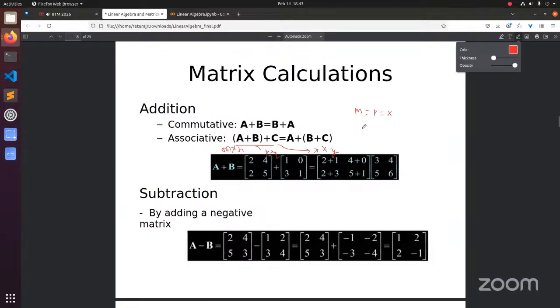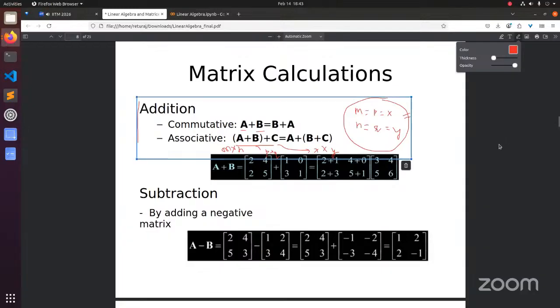And N should be equal to what? Q and Y. Is everyone able to see this thing? So this must be the condition. Otherwise, if anyone breaks it, like if C is some other size, you cannot do addition there. So this is what addition is. Addition requires all the matrices to be of the same size. Otherwise, you cannot add.